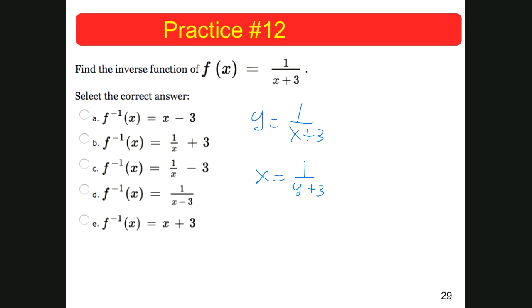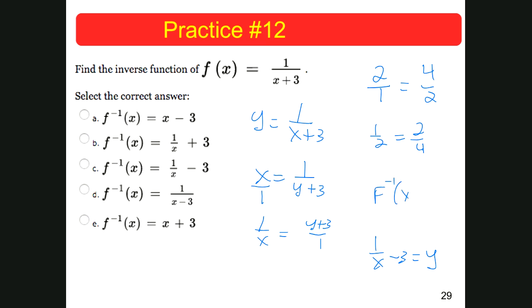Well, I know this little trick that, if you have something like 2 over 1 is equal to 4 over 2, that's a true statement, right? If you flip these over, 1/2 is equal to 2/4. If you have a fraction on one side and a fraction on the other side, you can flip them over. They're still equal. So I'm going to do that. I'm going to rewrite this as 1 over x equals y plus 3 over 1. Well, I'm solving for y, right? So I'm just going to subtract off 3. So 1 over x minus 3 is equal to y. That is my inverse function. My inverse function is 1 over x minus 3. So I'm going to go with letter C here.